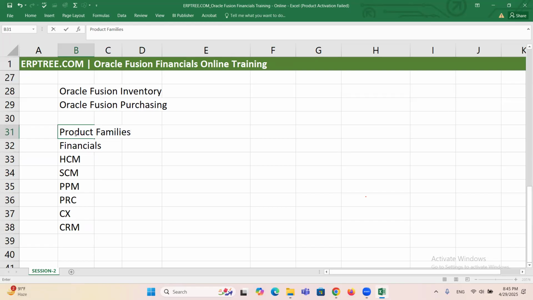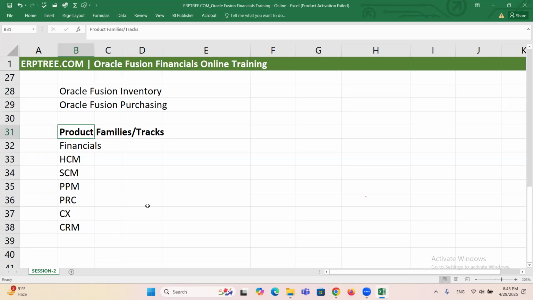Okay, we call these product families, or you can call them tracks. These are the different ones. There are a few more also, but we don't need to focus on all of those. Just this data is enough for us to understand.